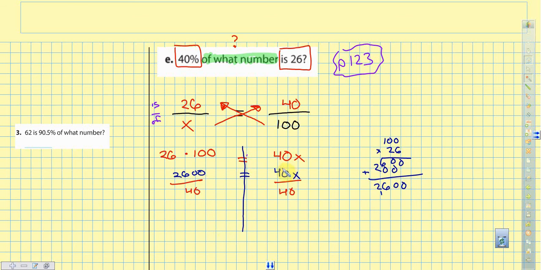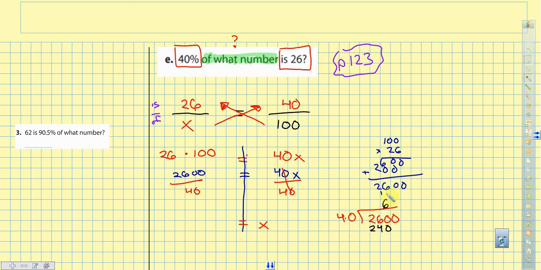40 goes into 40 one time. That gives me x by itself. That was our goal. So now we have to figure out how many times 40 goes into 2600. Now for some of you that might get confusing. We know that 40 doesn't go into 26. 40 goes into 260, but think of the 4. What times 4 equals something that's close to 26? We know 4 times 5 is 20. 4 times 6 is 24, so it would be close.